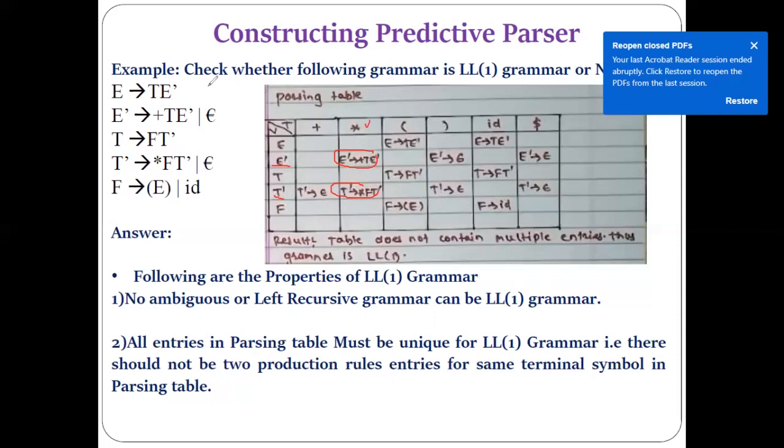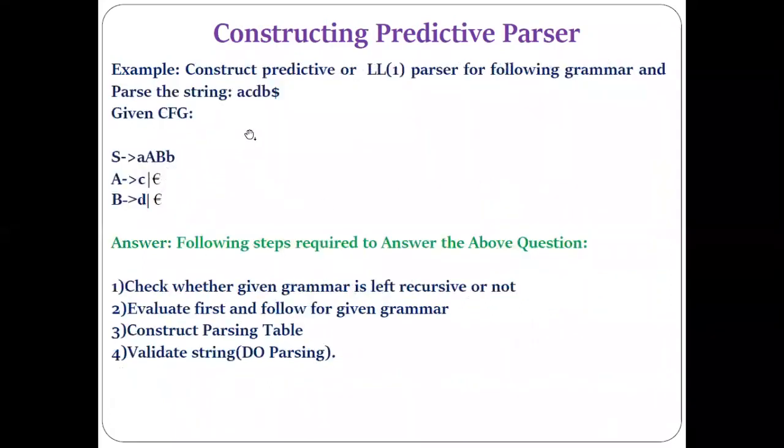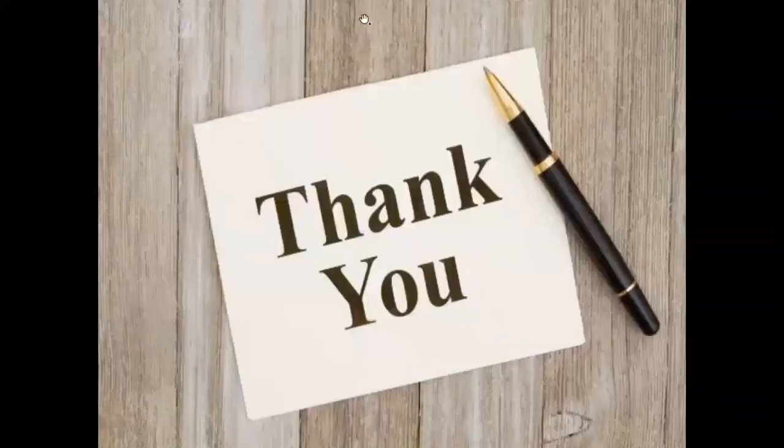Understood? So the question being asked is to check whether the grammar is LL1 or not. This grammar is definitely LL1, because in this parsing table we don't have any double entries of production rules for a particular terminal symbol. I hope you have got this, and I have told you to practice using this example and do the homework. So that's it for this lecture. We will continue in the next lecture.